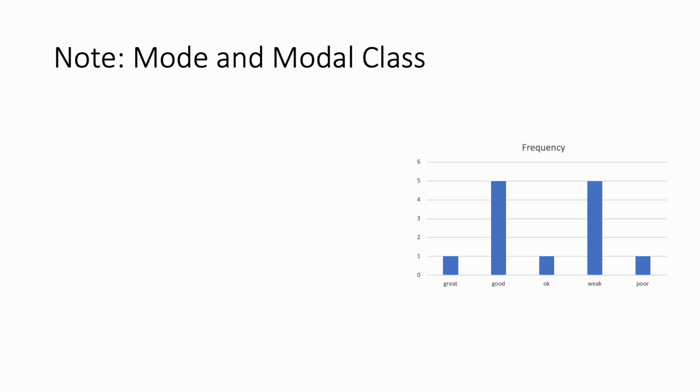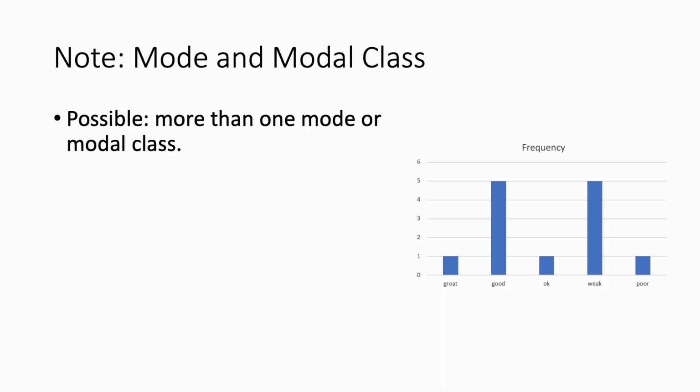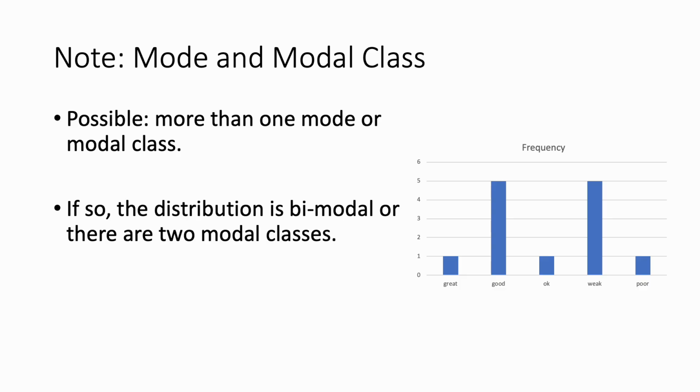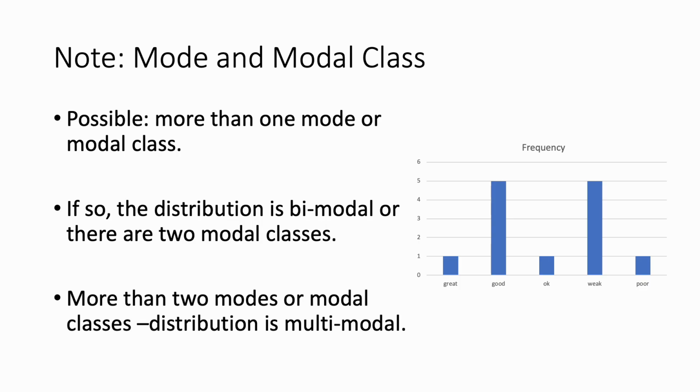Note it is possible that there might be more than one mode or modal class. For example, in this case on your screen. If there are two modes or modal classes, we say that the distribution is bimodal, or that there are two modal classes. The modal classes in this case are good and weak. So if there are more than two modes or modal classes, we say that the distribution is multimodal. So I hope that's easy to understand.